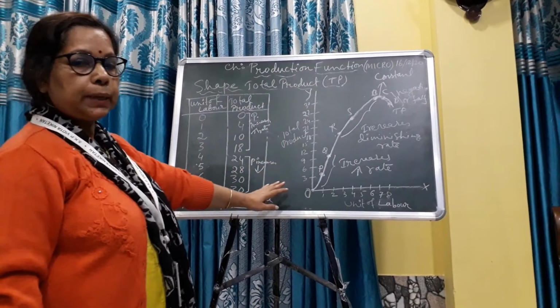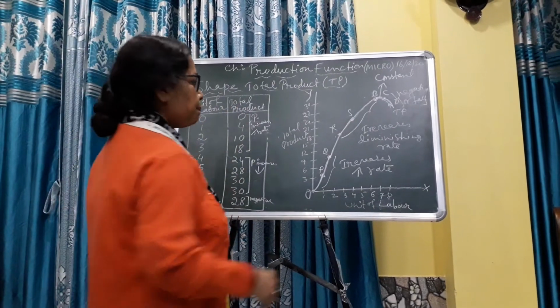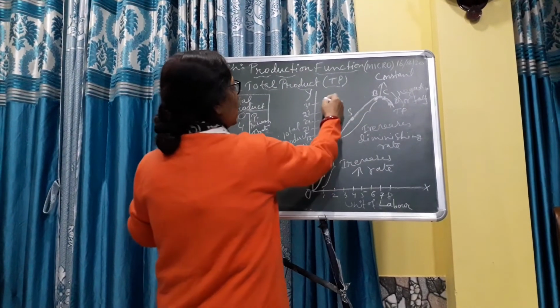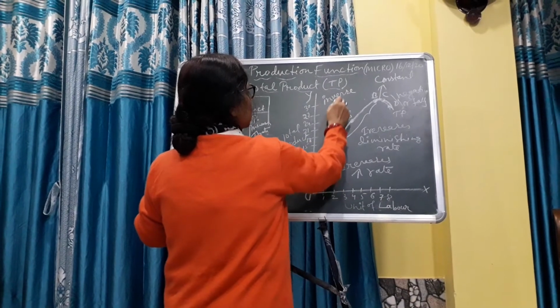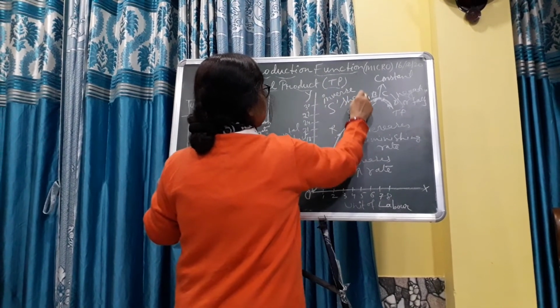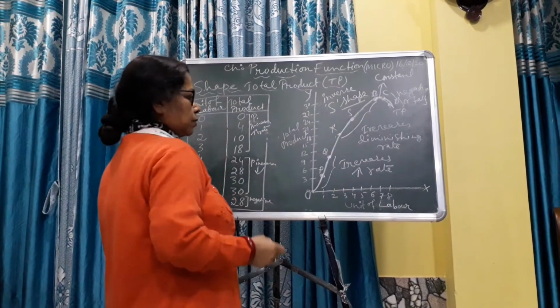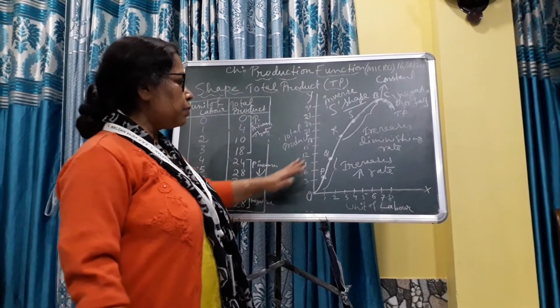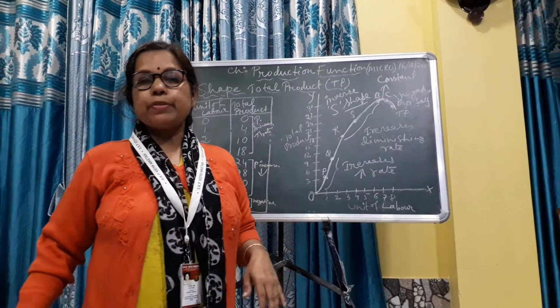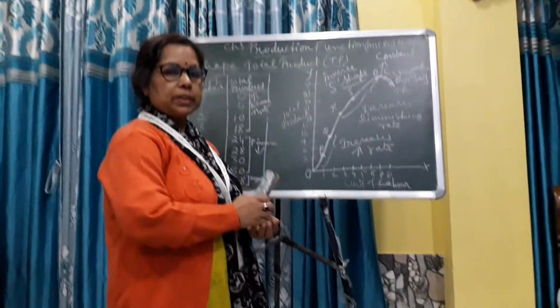The shape of the TP is an inverse S shape. This is the shape of the TP curve. Now next I am going to draw the average product curve. What will be the shape of AP?